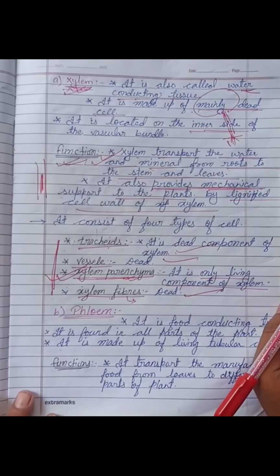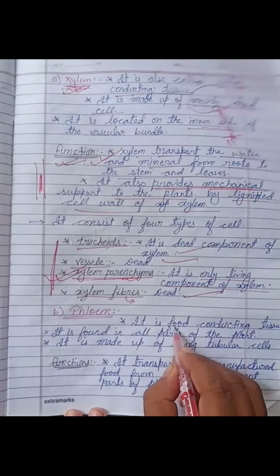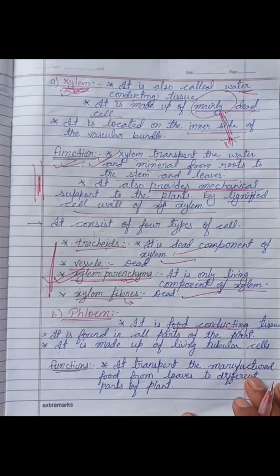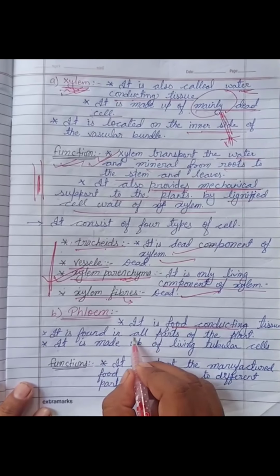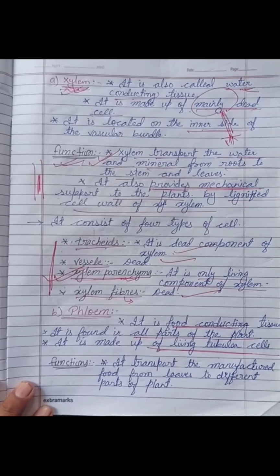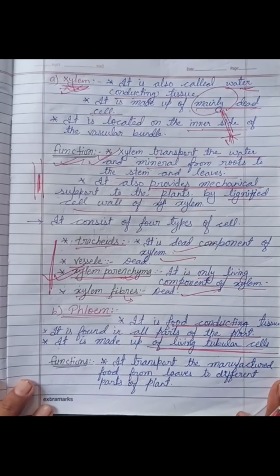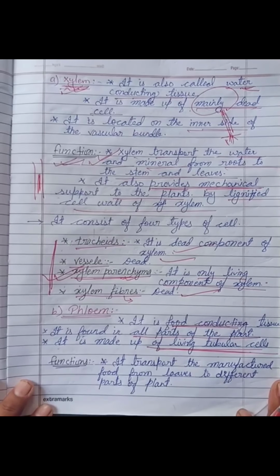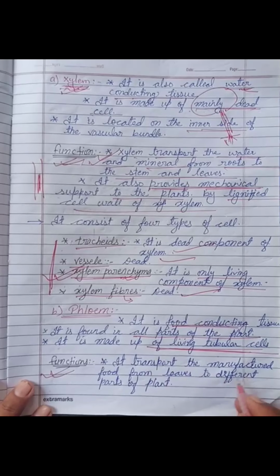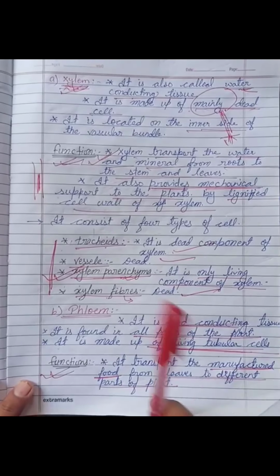Okay. Now take a look at the phloem. It is food conducting tissue. It is found in all parts of the plant, and it is made up of living tubular cells. Living tubular cells that help in the conduction or transportation of food molecules. Now the function of the phloem is it transports the manufactured food from the leaf to the different parts of the plant.